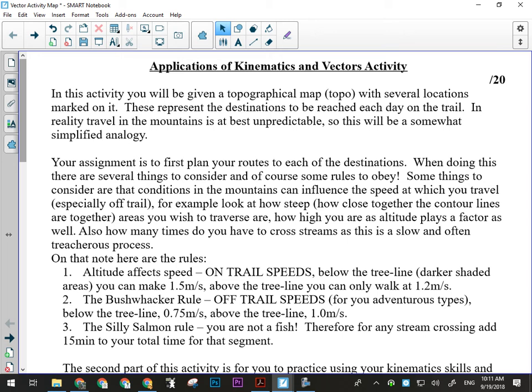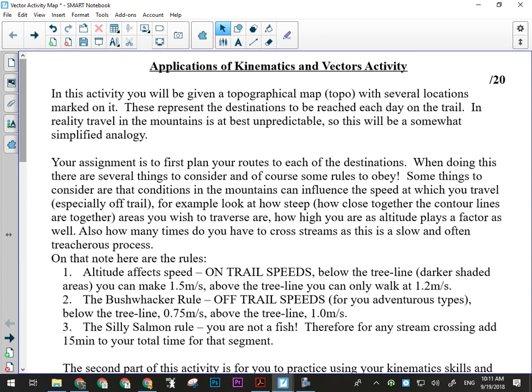Other things you have to consider are stream crossings. Depending on the time of year, if you're doing this in late June, early July, those streams can be raging torrents that can be quite difficult or dangerous to cross. So you have to prepare yourself if there's no bridge. If you're on a trail, it's no big deal because on a trail there'll be a bridge. If you're off trail, then you are wading across and that can be difficult.